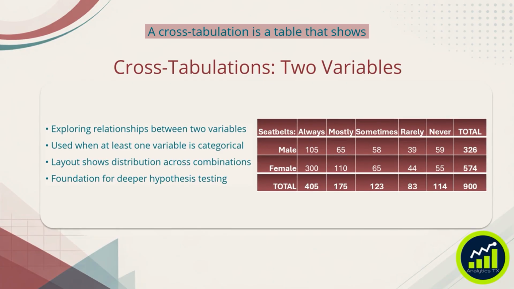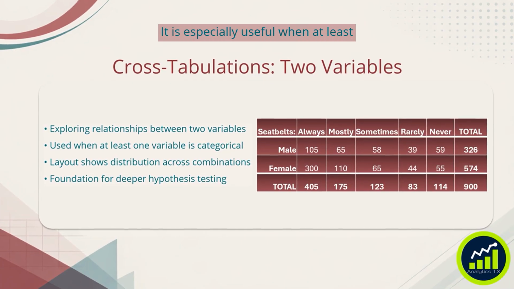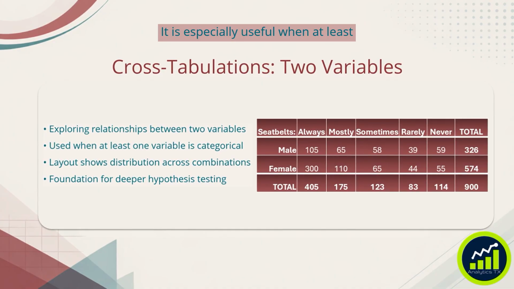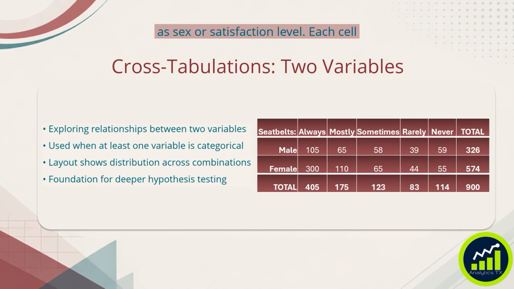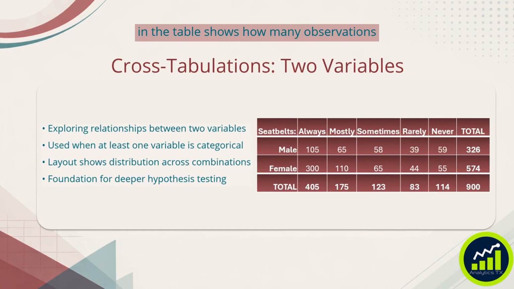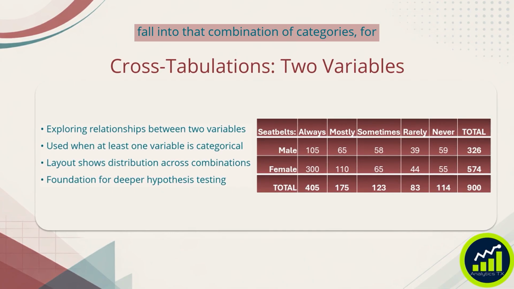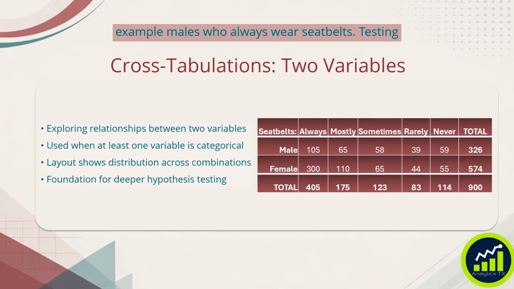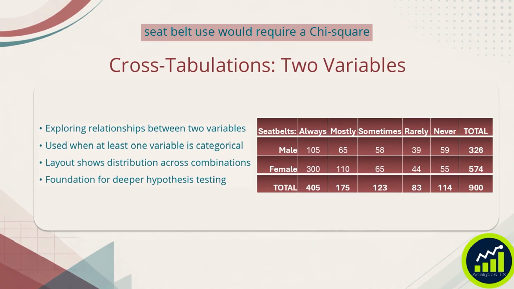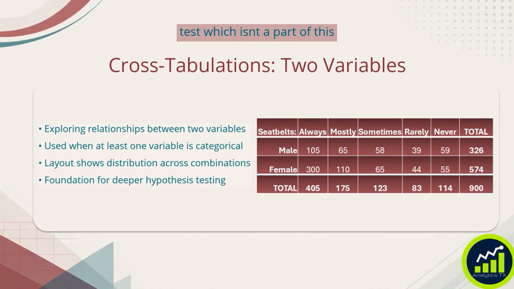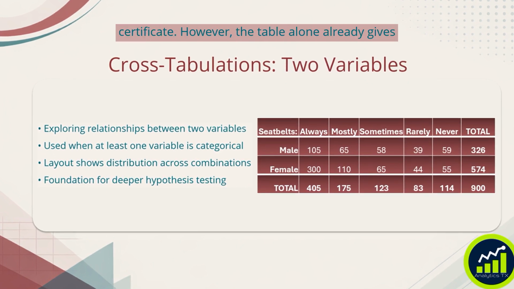A cross-tabulation is a table that shows how two variables relate to each other. It is especially useful when at least one of the variables is categorical, such as sex or satisfaction level. Each cell in the table shows how many observations fall into that combination of categories. For example, males who always wear seatbelts. Testing hypotheses of whether sex is related to seatbelt use would require a chi-square test, which isn't a part of this certificate. However, the table alone already gives key insights.